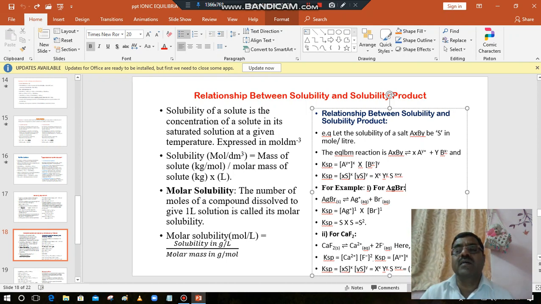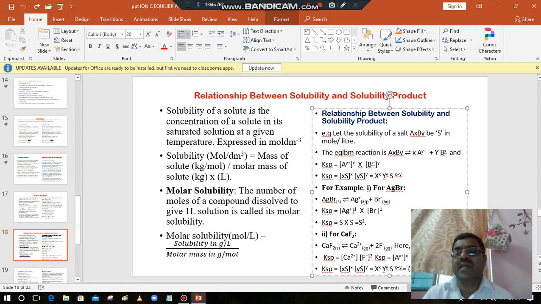For a salt like AgBr, the solubility product Ksp becomes S square. It means that S is the solubility of Ag plus, S is the solubility of Br minus, and it becomes S square. For salts like CaF2, by putting the ions in the equation of Ksp, we get the solubility product for the salt as 4S cube.